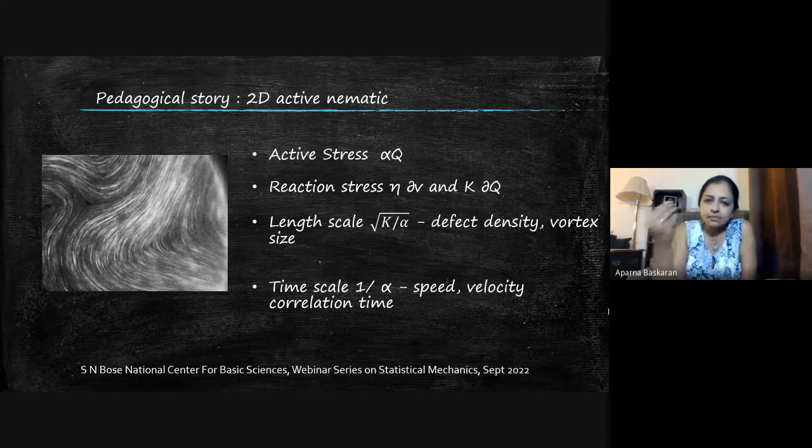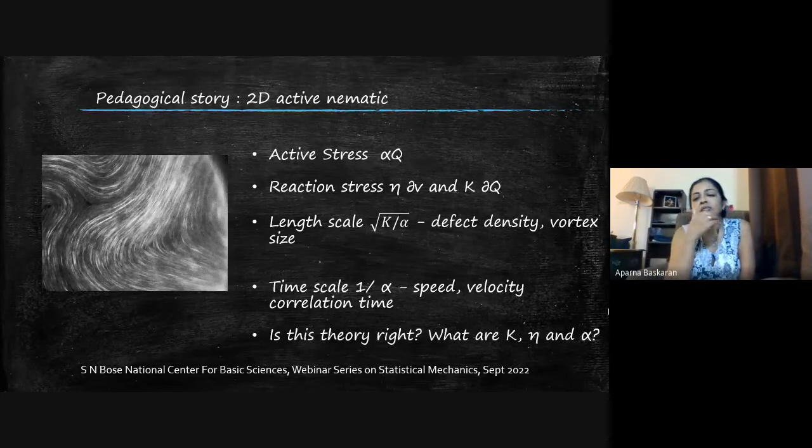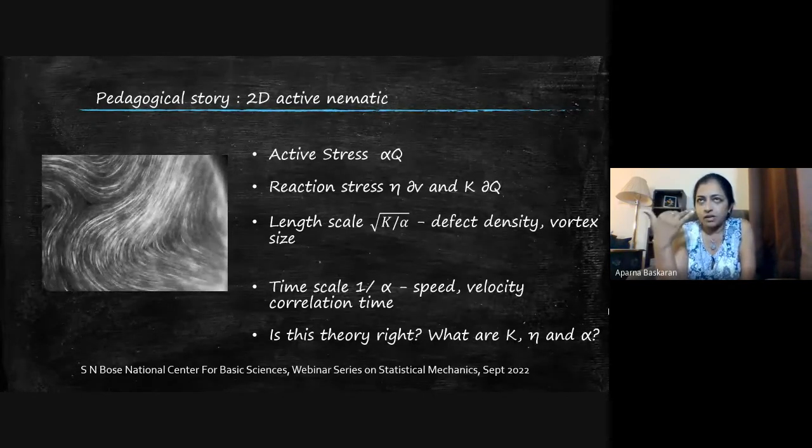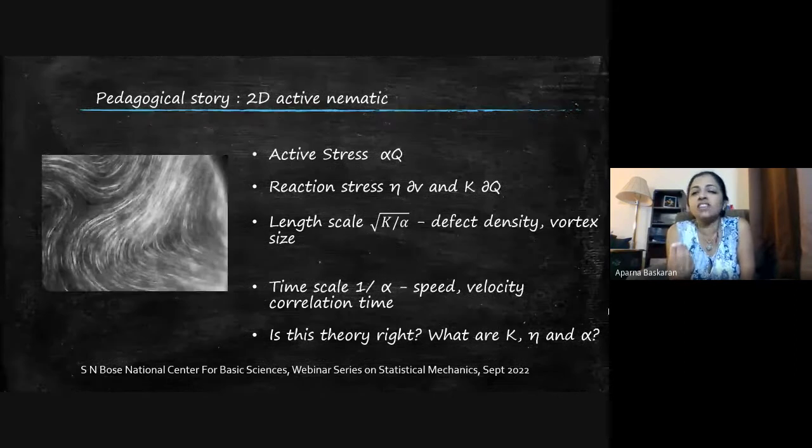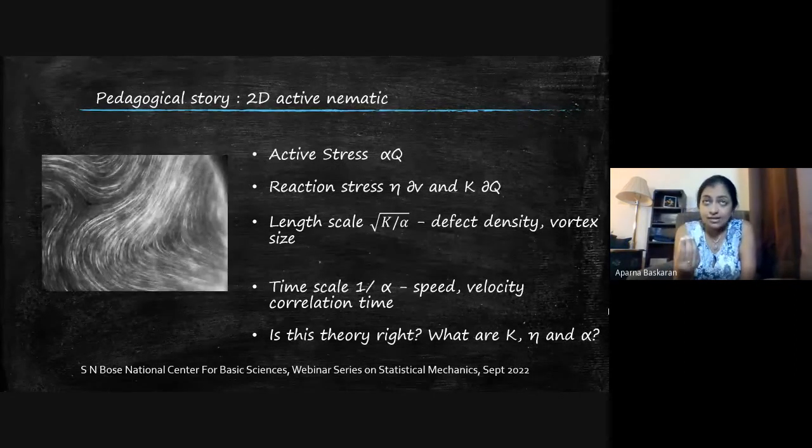This is the simple theory that we have had in existence for the past 10 years or so. And recently, what we wanted to ask was, is this theory right? If it is right, what is k, eta, and alpha in my experimental system? So what I want to do now is transition away from my pedagogical presentation and describe some recent work where we are trying to see if this theory is right for the experiments and what can we learn from experiments directly based on data-driven techniques.